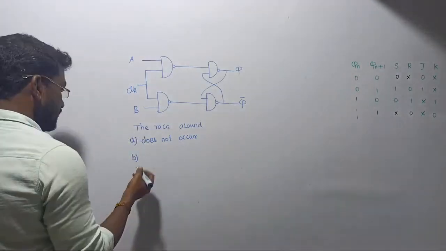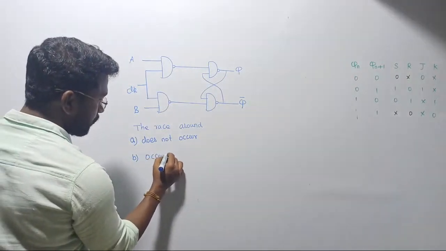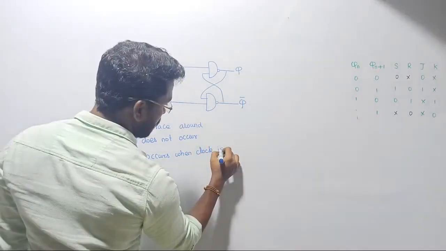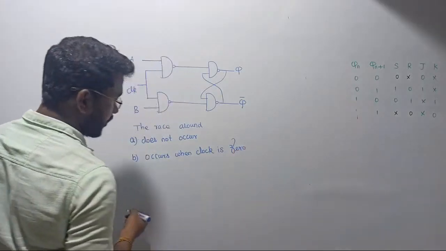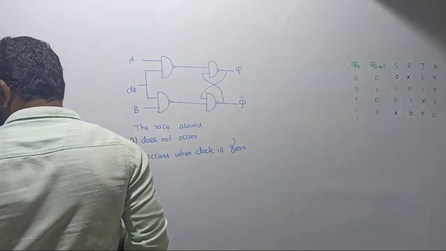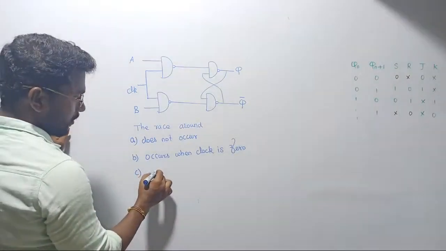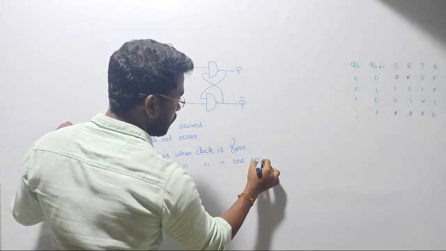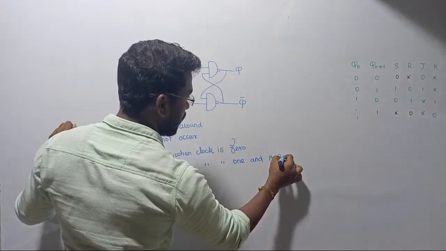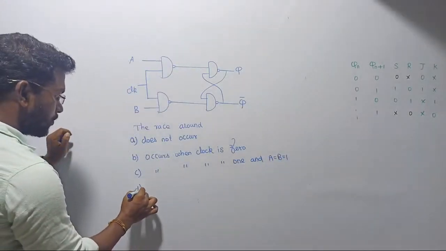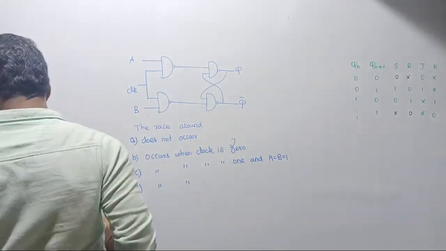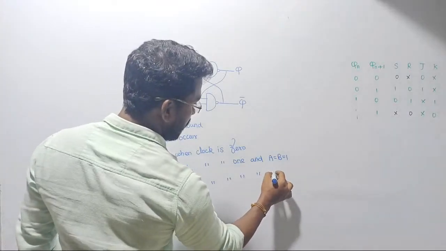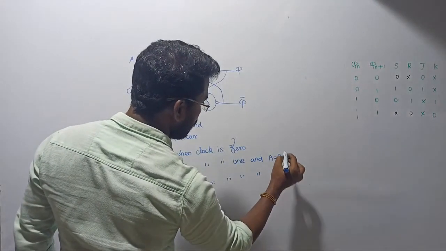Option B: occurs when clock is 0. Option C: occurs when clock is 1 and A and B are equal to 1. Option D: occurs when clock is 1 and A and B are equal to 0.